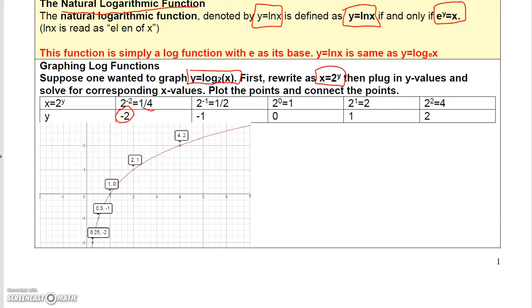So if we were to graph these corresponding points, the point 1/4 for x, -2 for y would be about right here. And then the next point would be 1/2 for x, -1 for y, so that would be about right here. And then you would get the point 1, 0, and then you get the point 2, 1, and then you get the point 4, 2.